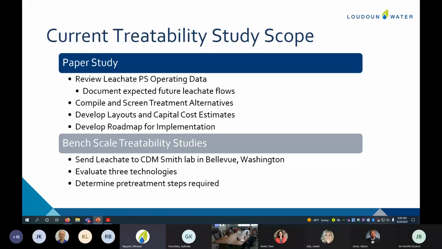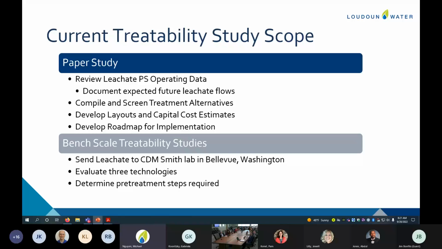At the paper study level, we're going to get layouts developed so that we can get capital costs. We need to know the footprint of their treatment system and how much that's going to cost to build. We also need to know how much to operate that system is going to cost. And we'll talk more about that later. The other thing we're going to get in the paper study is a roadmap to implementation.